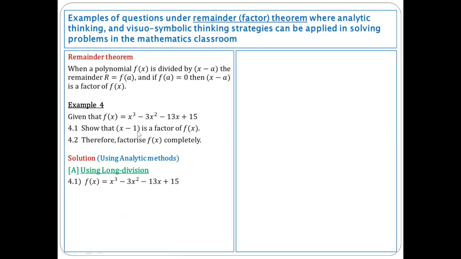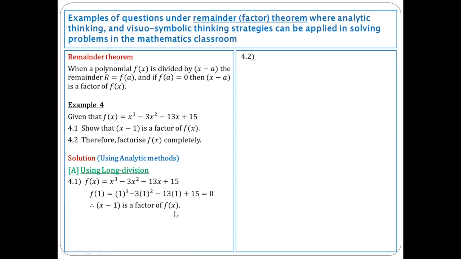4.1, to show x minus 1 is a factor, we take this x minus 1 and equate it to 0. When you take the minus 1 across, you get x is equal to 1. So we substitute x is equal to 1 in the function. We get f of 1 is equal to 1 cubed minus 3 times 1 squared minus 13 times 1 plus 15. If you evaluate this in your calculator, you will find that it is equal to 0. And therefore, from the remainder theorem, x minus 1 is a factor of f of x.